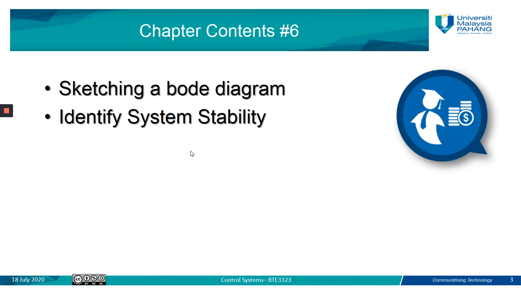So we have the sketching of a Bode diagram. Here, we are going to sketch a Bode diagram. After we sketch the diagram, we are going to identify the system stability based on the diagram itself.